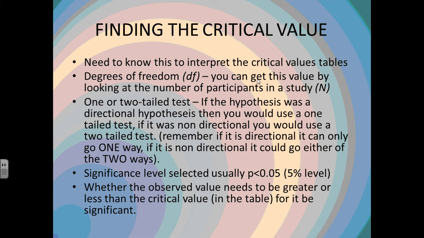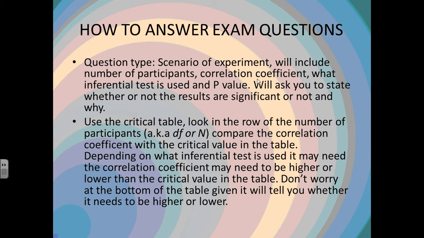Basically, one or two-tailed tells us what our level of significance should be set at. Should it be set at 0.05 or at 0.01? And then you do need to know what the observed value is as well, and that will be given in the scenario. So this is actually how to answer the exam question.